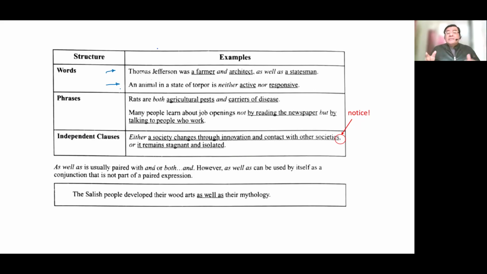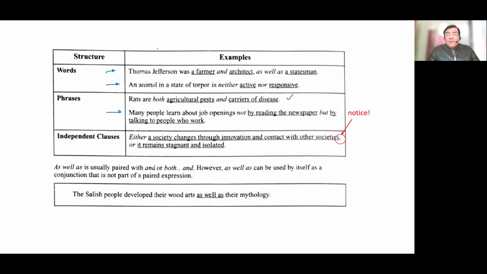How about connecting phrases with correlative conjunctions? We have rats are both agricultural pests and carriers of disease. Notice how agricultural pests and carriers of disease, both noun phrases, are being put together with the structure both X and Y. In the next example, you can see another case. Many people learn about job openings not by reading the newspaper, but by talking to people who work. So we see that two prepositional phrases, by reading the newspaper and by talking to people who work, are being put together with the structure not X but Y, indicating not one item but the other, that is, including one, excluding the other.